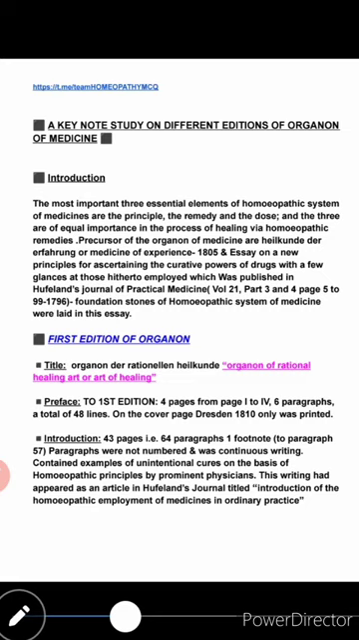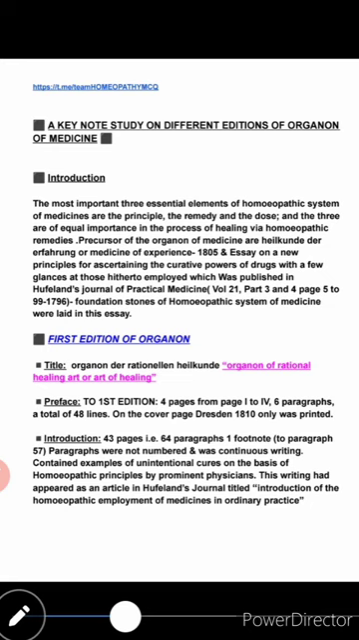Today we are going to discuss important points for various competitive homeopathy exams. So what is important for the competitive exams in this topic on the different Organon editions? So important is the definition of Organon.